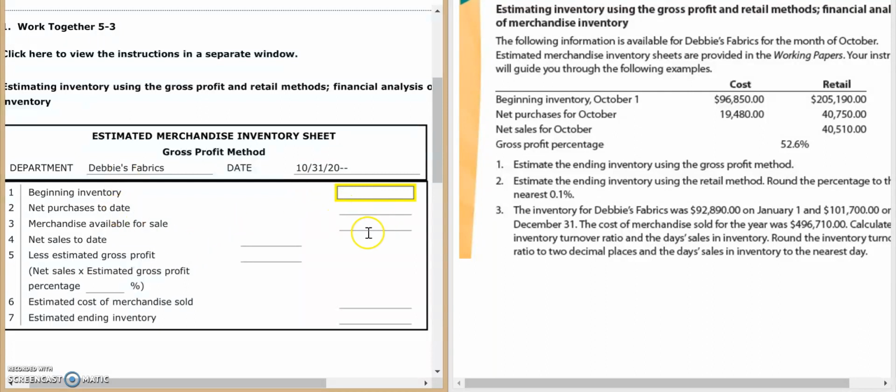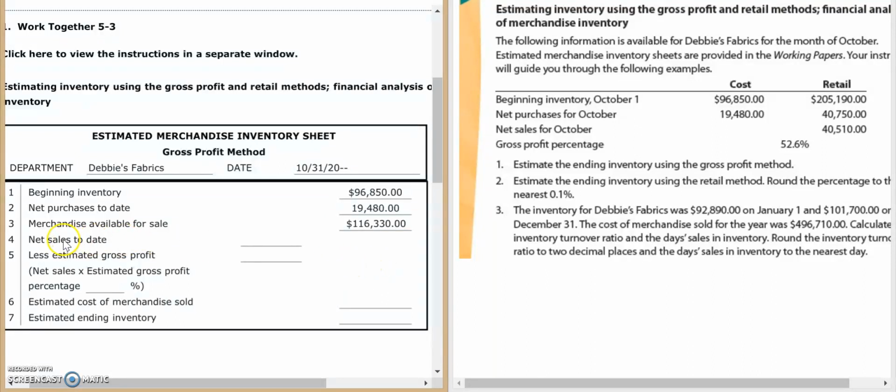And then we start with our beginning inventory. Now, when we're doing gross profit method, we're doing everything based on cost. So here's our information here. Our beginning inventory is $96,850. Our net purchases to date are the $19,480, coming from that information that's given to us. So that means that our merchandise available for sale is these two items added together. So when we do that, we get a number of $116,330.